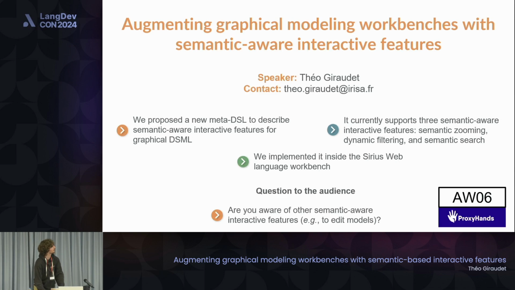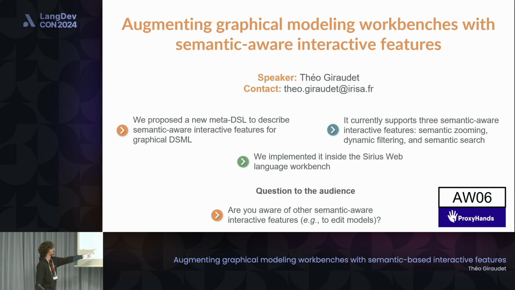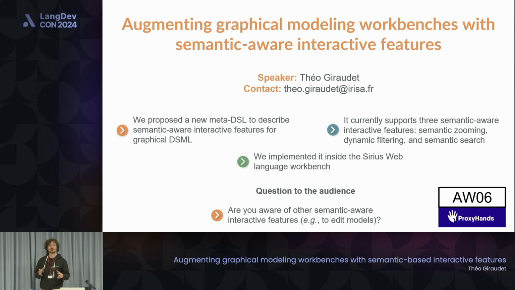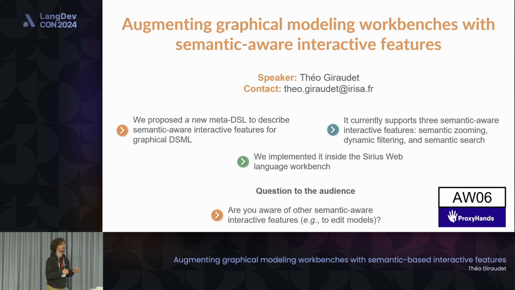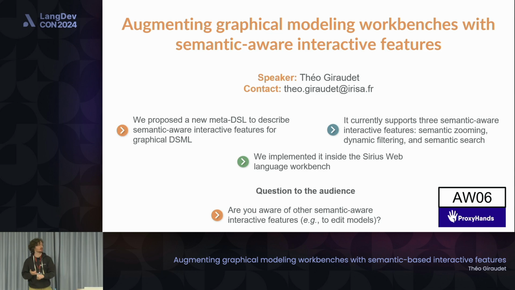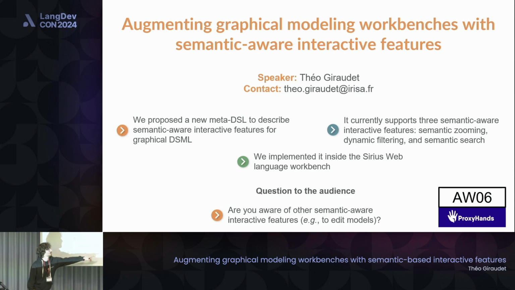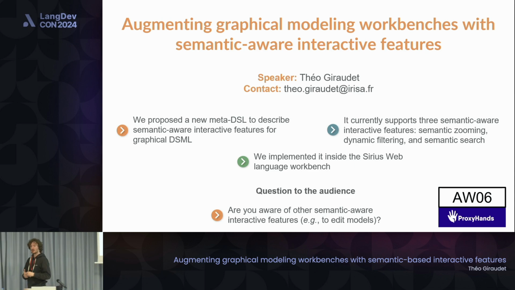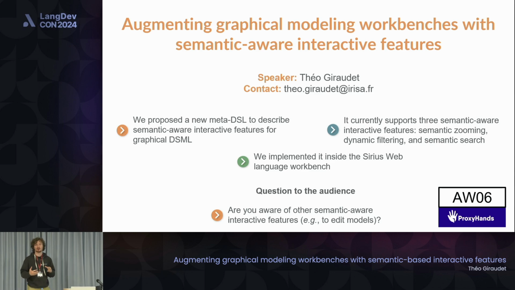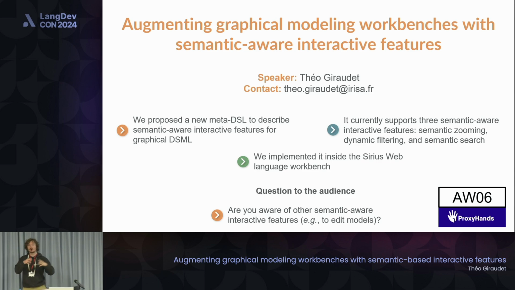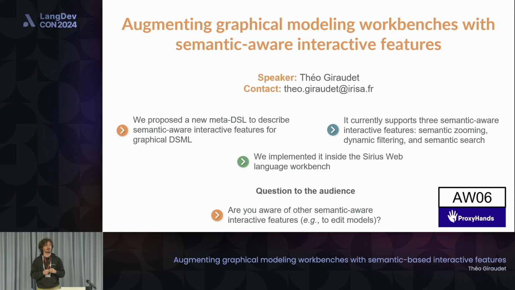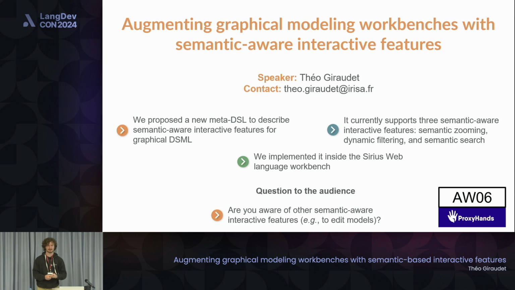Okay, so that's it for my presentation. I have just one question to the audience. Currently, I presented semantic-aware interactive features for navigation and readability. But we are searching for semantic-aware interactive features to edit models, for the edition part. We are trying to implement auto-completion for diagrams currently, but we are thinking there are also other kinds of edition semantic-aware interactive features. So if you have some idea of this kind of feature, don't hesitate to share them with me. Thank you.